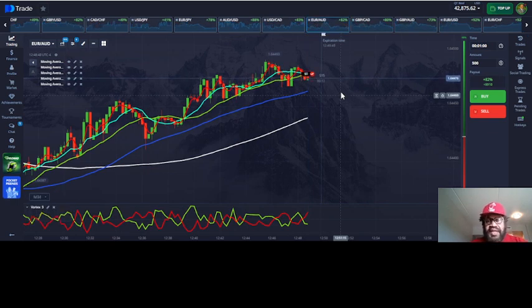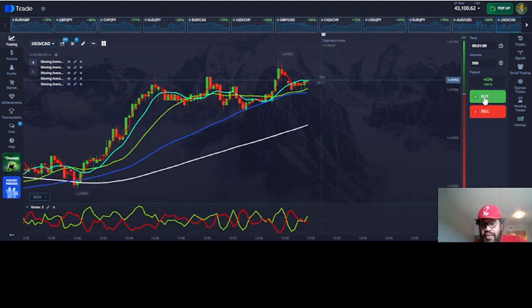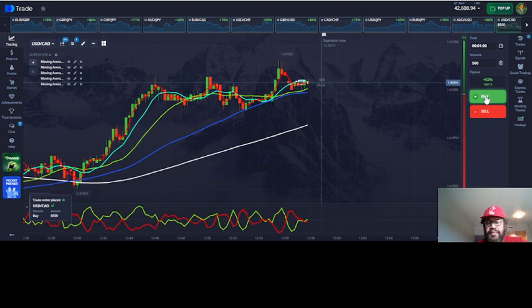Okay, so we lost that trade. Not a problem. Let's move on to the next trade setup. Okay, so I'm going to go ahead and take a buy trade here.